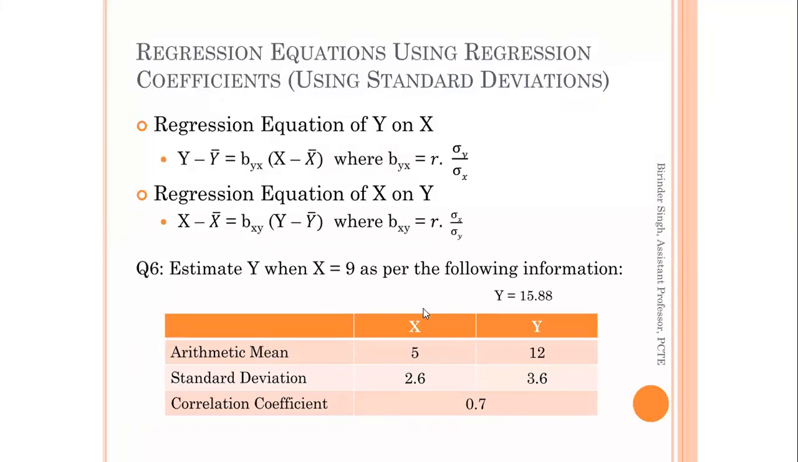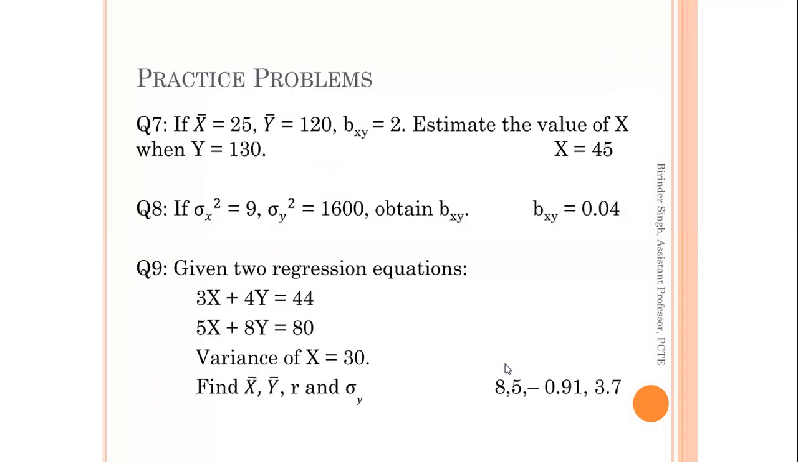As we have already seen, the problems are related to arithmetic mean, standard deviation, and coefficient of correlation, that is x bar, y bar, standard deviations sigma x, sigma y, and r is equal to 0.7. These values are given. How to estimate this one? These practice questions you can practice here. They are available in any statistics textbook. If you go through the chapter on regression, you can find these problems.